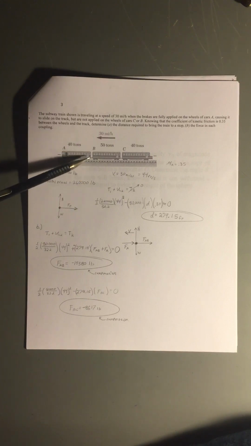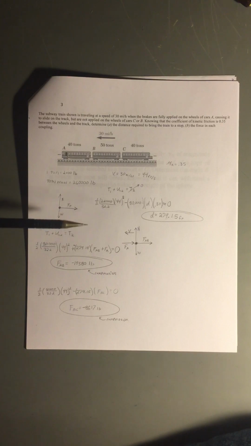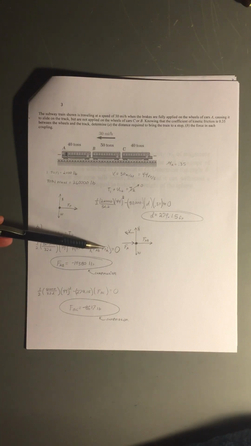There's the force from the tires as they brake, and then there's also this coupling force, which is what we're trying to solve for. And so we know the braking force here from up above. So that leaves us with only one unknown, the coupling force AB right here. And so solving that, we get that is equal to negative 19,380 pounds. And the negative sign tells us that that joint is in compression.